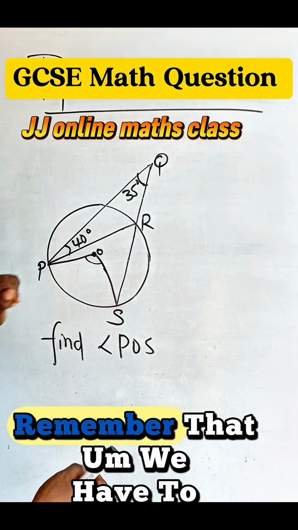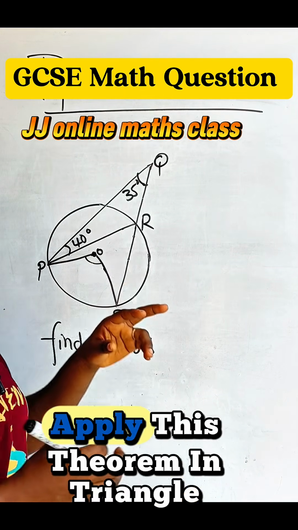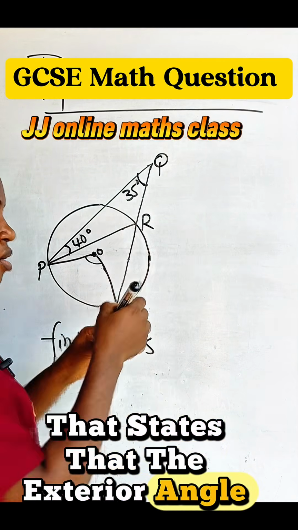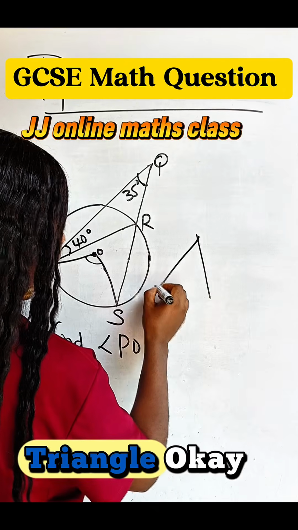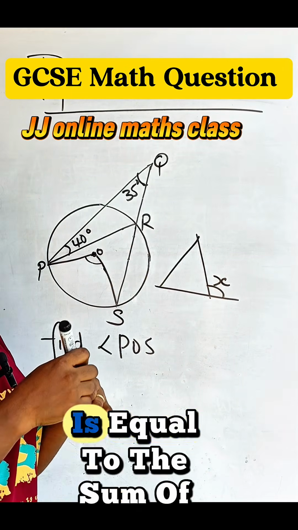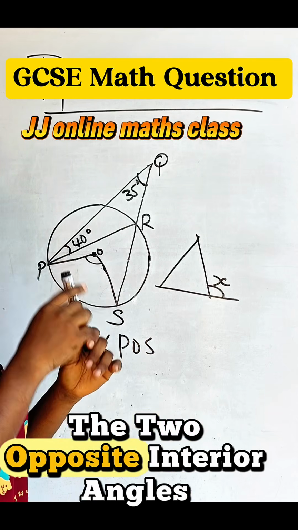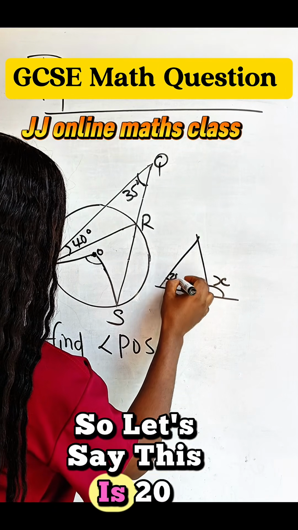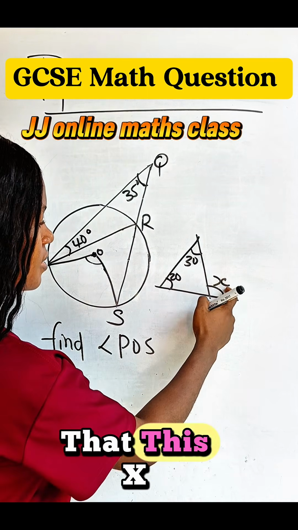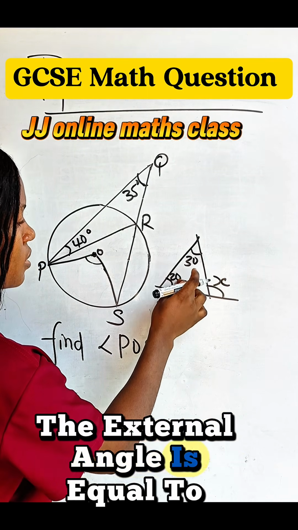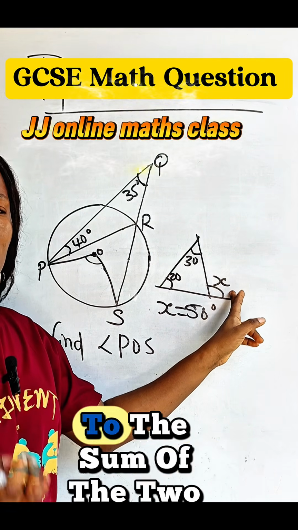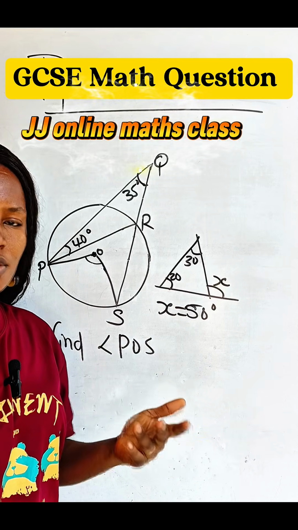First things first, remember that we have to apply this theorem in triangles, which states that the exterior angle of a triangle, so let's say this is a triangle, the external angle, this x, is equal to the sum of the two opposite interior angles. So let's say this is 20 and this one is 30. What this theorem is saying is that this x, the external angle, is equal to 20 plus 30, which is 50 degrees. So the external angle is equal to the sum of the two opposite interior angles.